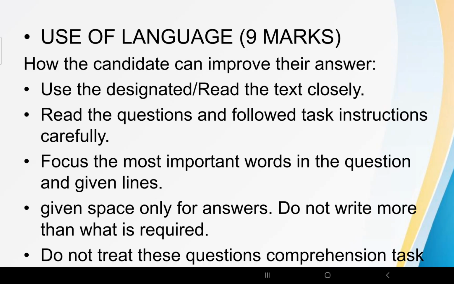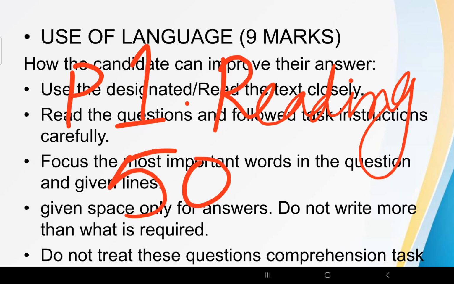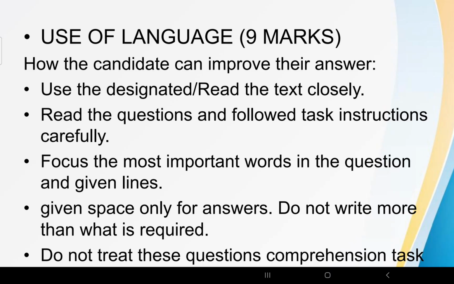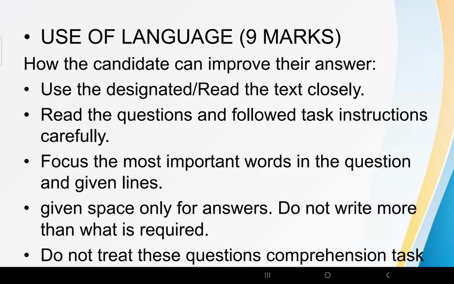That is our reading paper. Paper 1, that is our reading paper. And this paper has 50 marks. Right now we are working on the first part, that is comprehension and use of language.